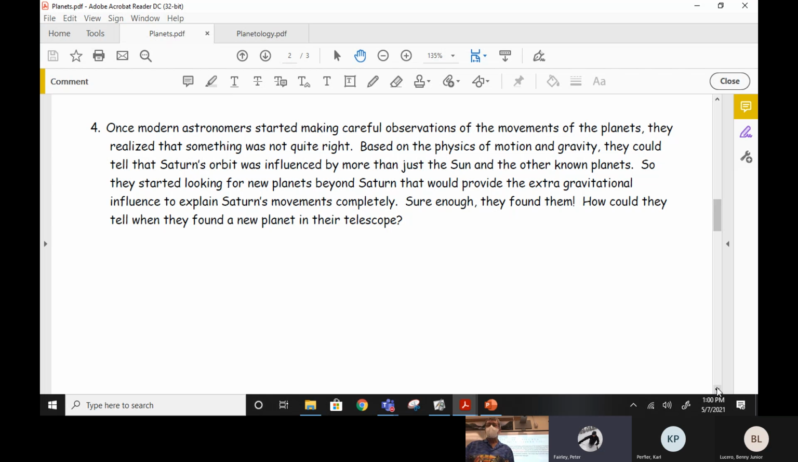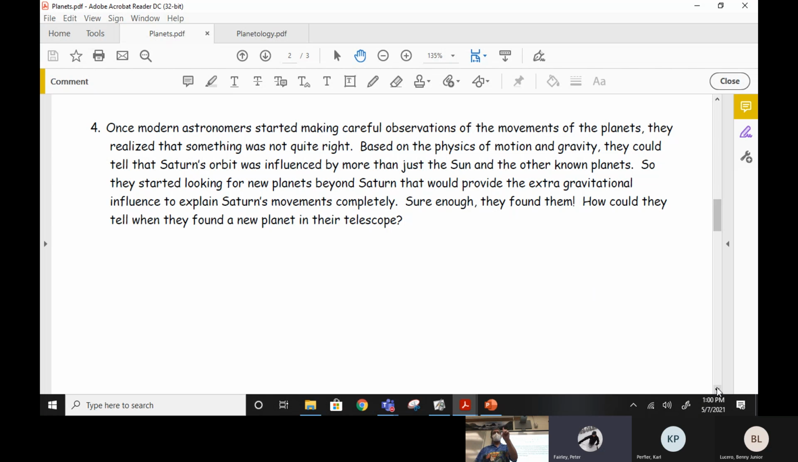Once modern astronomers started making careful observations of the movements of the planets, they realized that something was not quite right. Based on the physics of motion and gravity, they could tell that Saturn's orbit was influenced by more than just the sun and the other known planets.